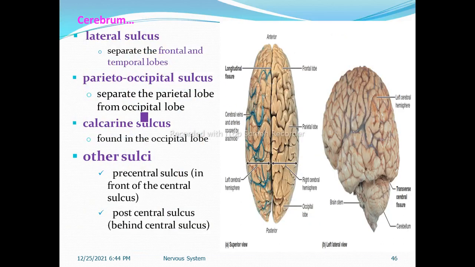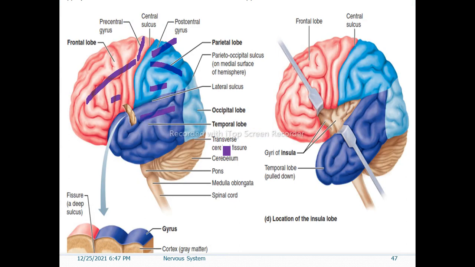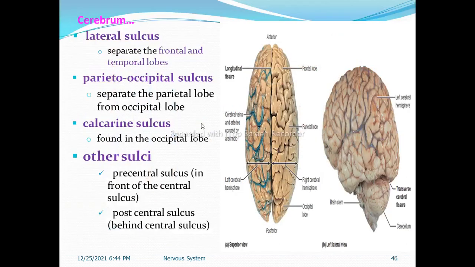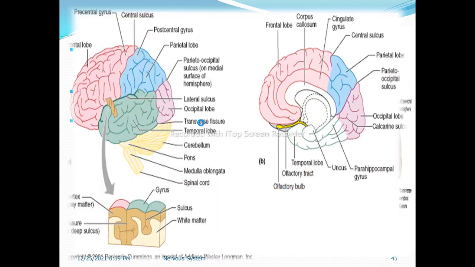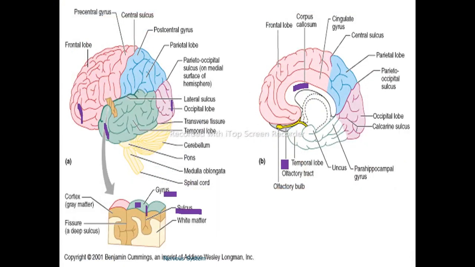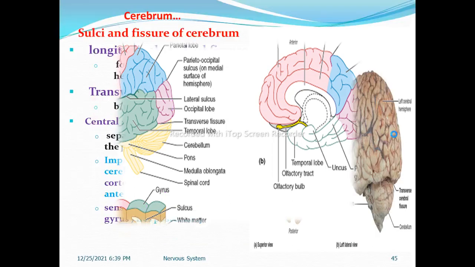The other is the calcarine sulcus. This is found on the occipital lobe. Yes, this is the calcarine sulcus, found on the occipital lobe.